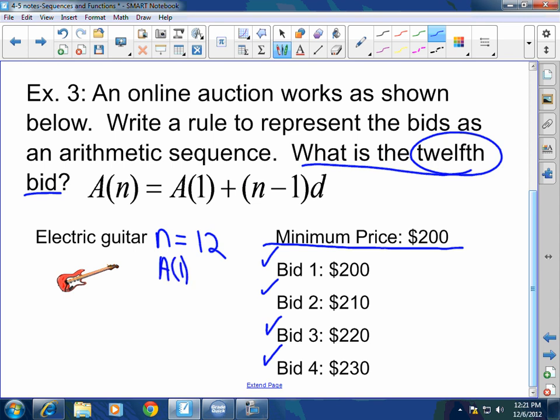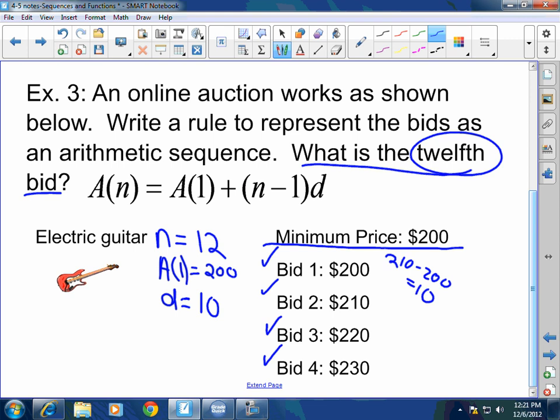What's your initial term? What's your first term? 200. And the last thing you need to know is your D, your common difference. What is the common difference here, guys? 10. Do your test. 210 minus 200 equals 10. So now we are ready to rock and roll.